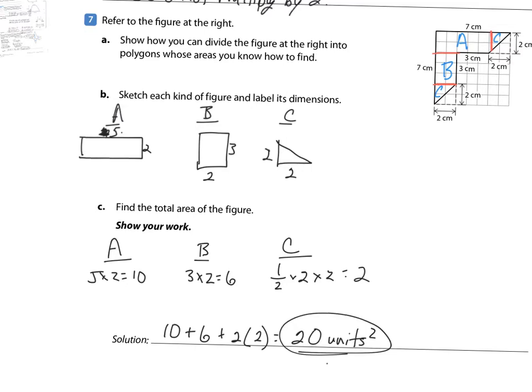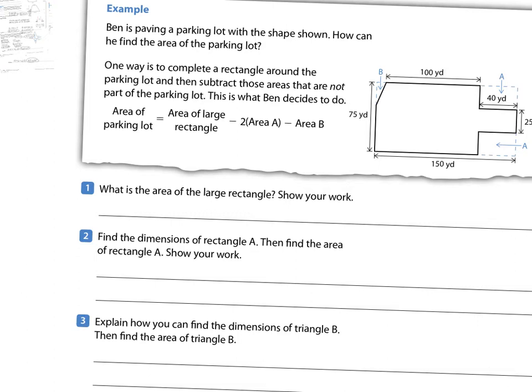Okay, let's move on. These next 2 pages take us through finding the area of composed figures differently, and it's by using subtraction. We talked a little bit about this in class, where we draw a larger outside rectangle and then we subtract parts from that. So read the example above, and I will guide you through numbers 1 through 4.